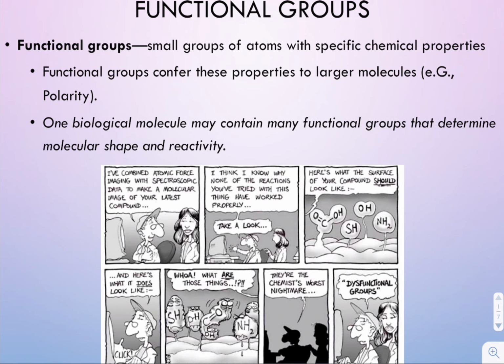All right, next up in our series of this Unit 1 Chemistry of Life is we're talking about functional groups. So functional groups are small groups of atoms with specific chemical properties. These functional groups can confer these properties to larger molecules whenever they are attached to them. So they can make something polar or change how it interacts with other things, right? So one biological molecule may contain many functional groups that determine molecular shape and reactivity.